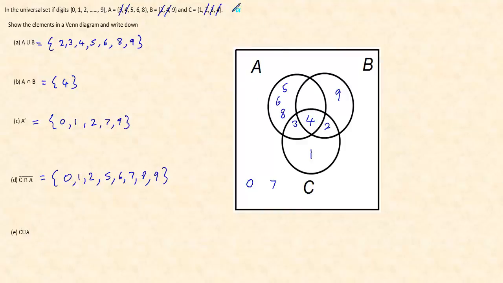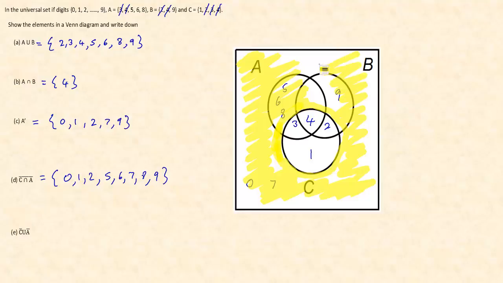Then we want not C in union with not A. Now there is a trick to this. So let's shade to start with not C. So what we need to do is have a ring around C, and then we'll shade everything else. And so we've shaded not C.